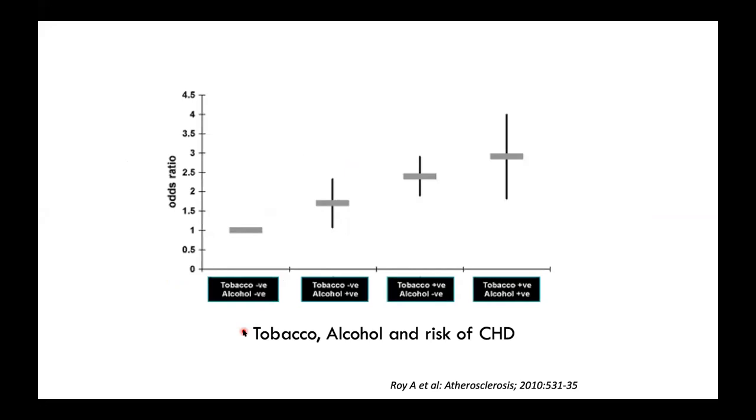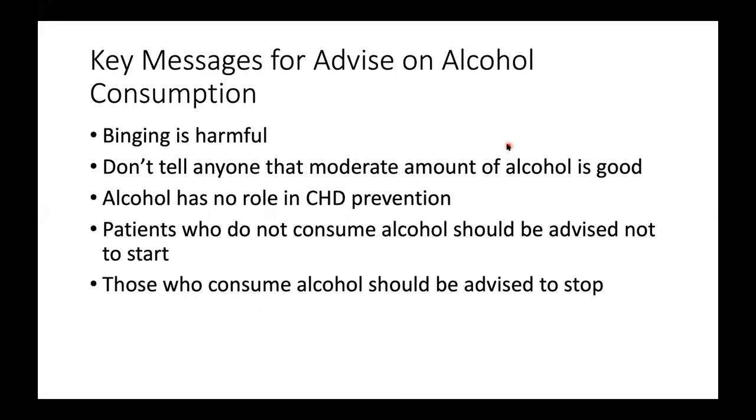If you look at the tobacco and alcohol combination, combining tobacco and alcohol had an additive effect, or rather you can say a synergistic effect, in causing incidence of coronary heart disease. So the key message to advise for alcohol consumption: binging is definitely harmful. Don't tell anyone that a moderate amount of alcohol is good. Alcohol has no role in coronary heart disease prevention in the Indian population. Patients who do not consume alcohol should be advised not to start, and those who consume alcohol should be advised to stop.